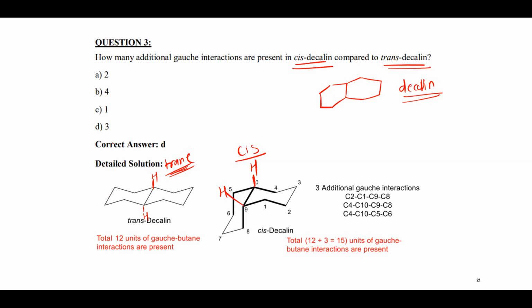Oh, sorry, I have given the answers as well. So option D is the correct option. You can see here. So understanding the main concept, you should know the structure of decalin first, and you should be able to draw the structure as well.